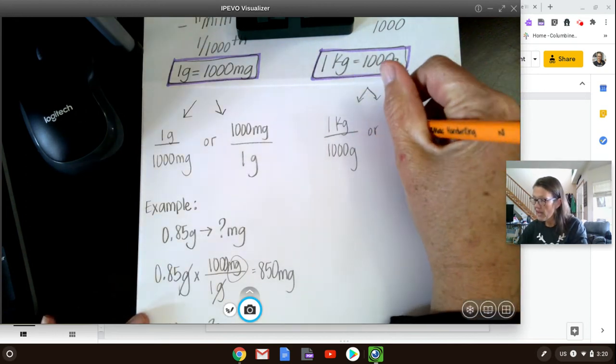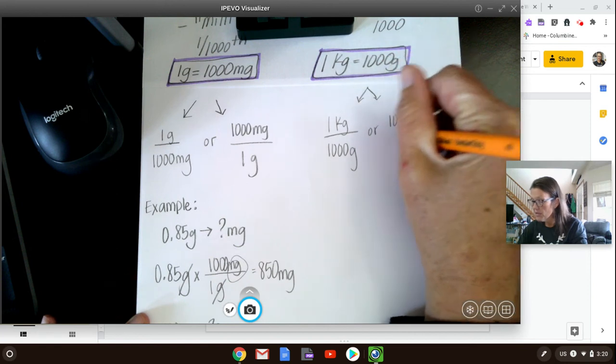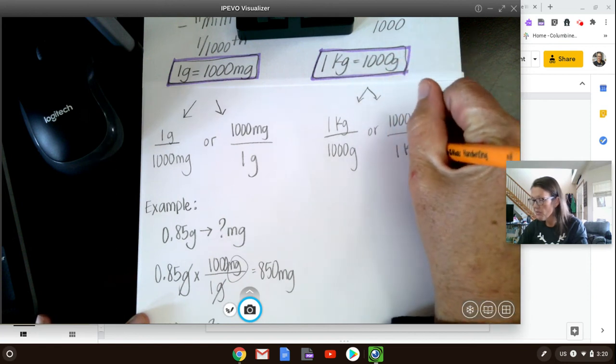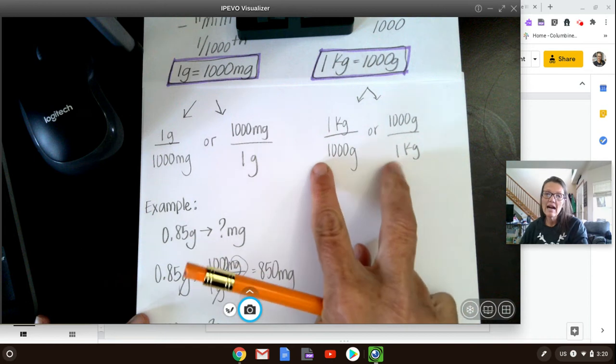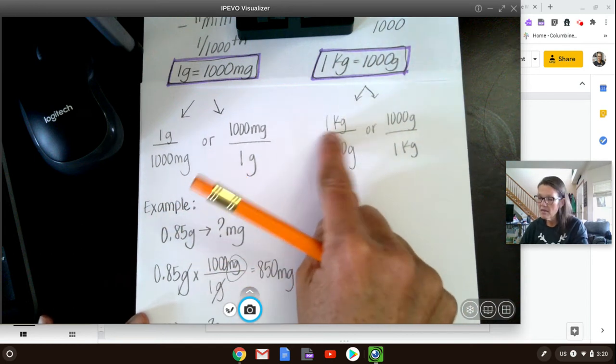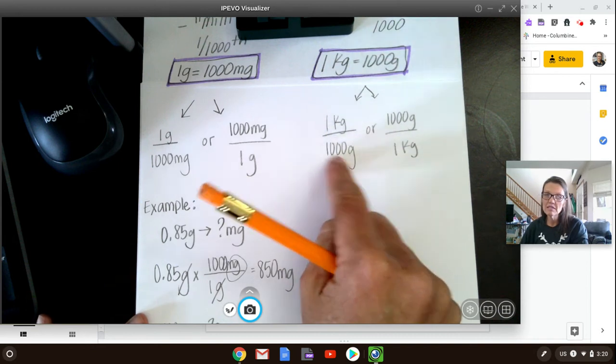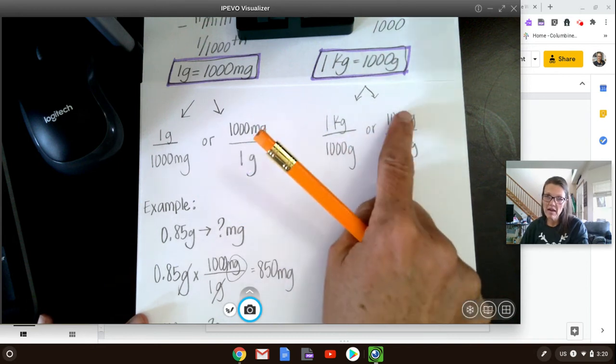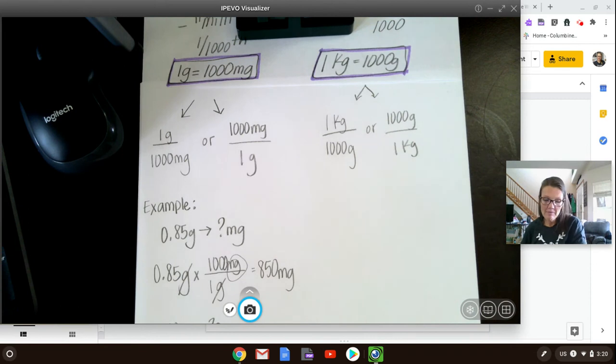Or we could put the 1,000 grams on the top and the 1 kilogram on the bottom. What I really want you to see is that in both cases, I'm not changing the numbers or flipping the units, right? I'm taking the same value and setting it equal to the same other value. It's just how I write it. And I'd write it that particular way based on what I was trying to do in my problem.